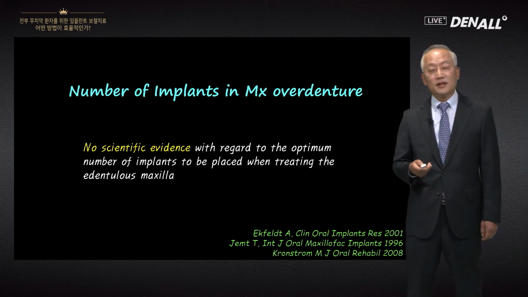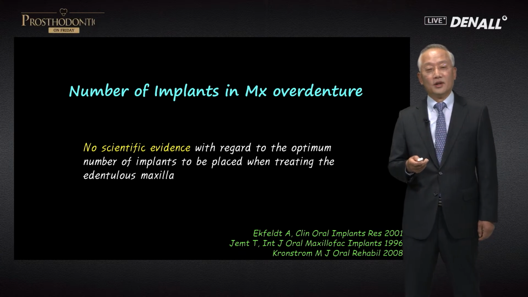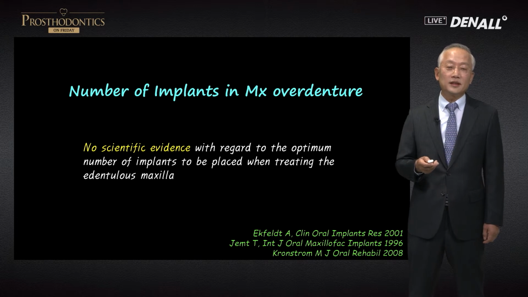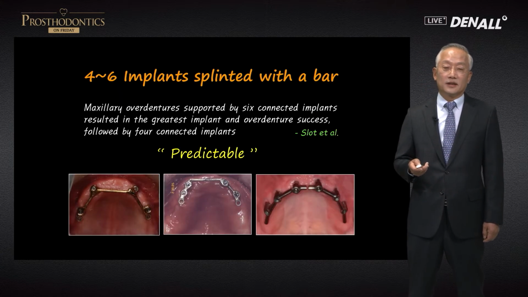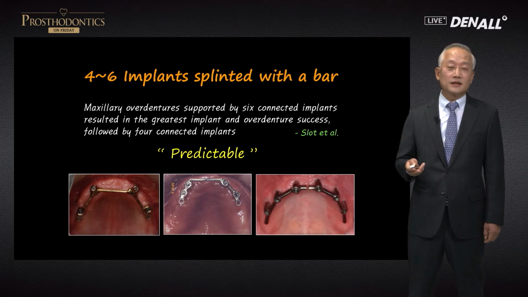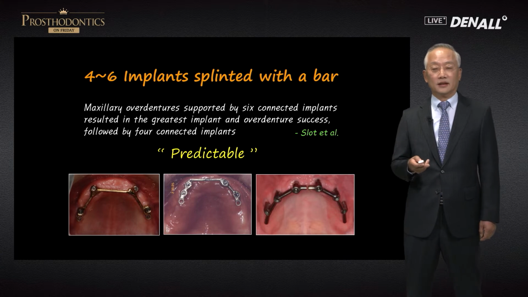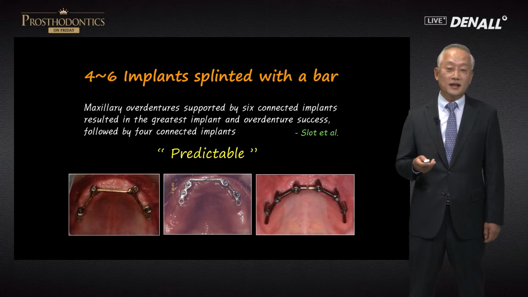What is the ideal number of implants to be placed for maxillary overdenture? There's no established consensus for this, and there's no accurate scientific evidence. In maxilla, there's no set standard. However, a lot of literatures say that if you use a splint bar using over 4 implants and do overdenture in maxilla, you get predictable results.